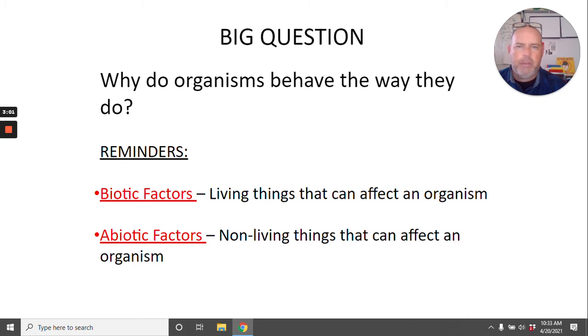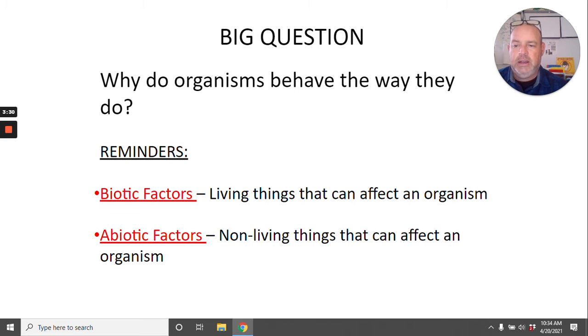A couple reminders heading in, you have some biotic factors and some abiotic factors that are going to play roles in this. Biotic factors being living things, right? These are things like predator-prey relationships, competition for food, competition for mates, competition for shelter, all sorts of interactions between organisms. Obviously, reproduction, herbivory, interactions between animals and plants, right?